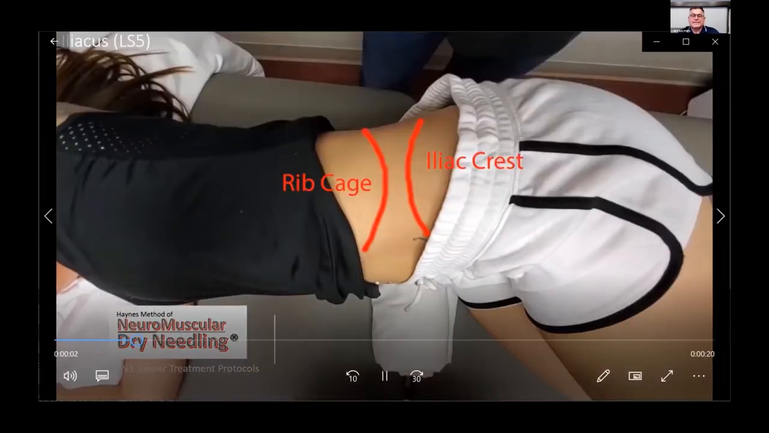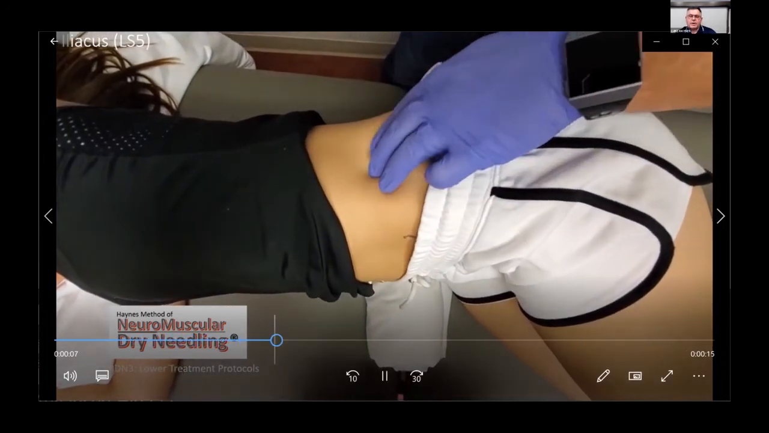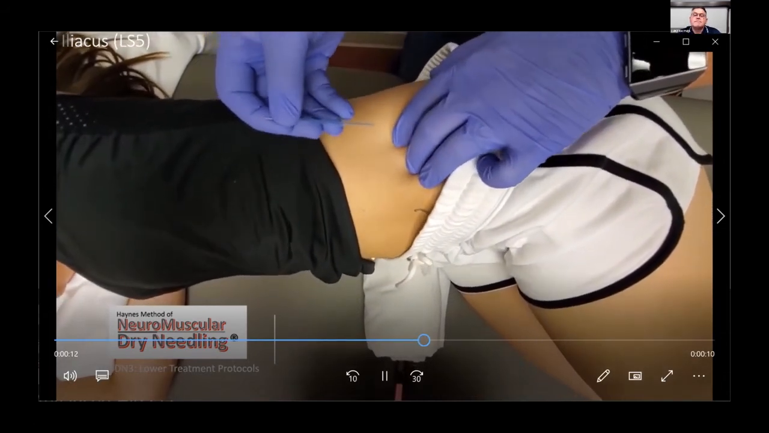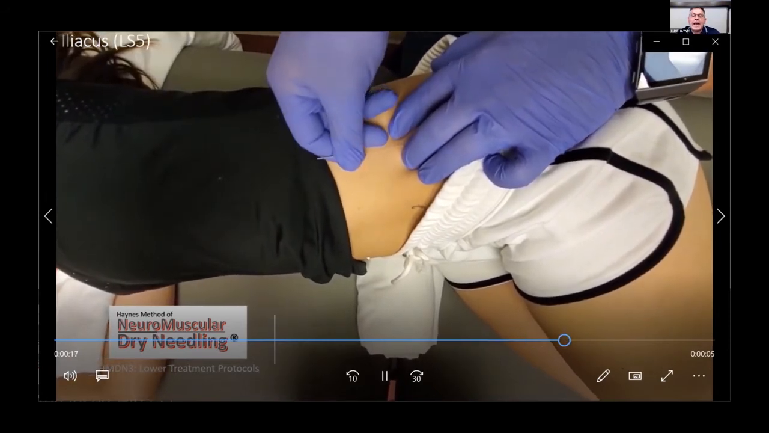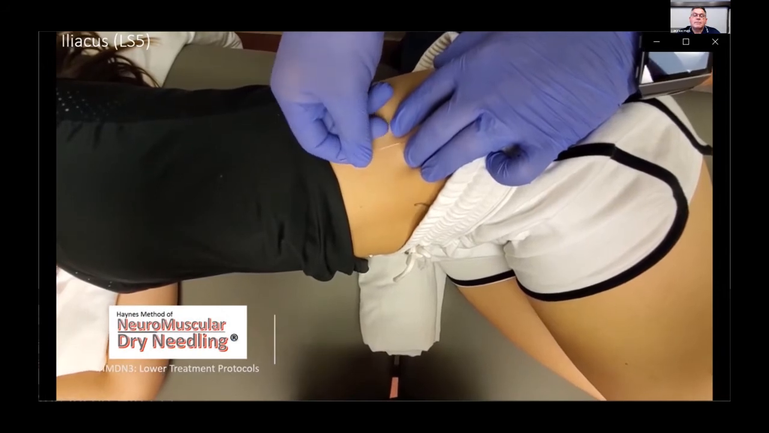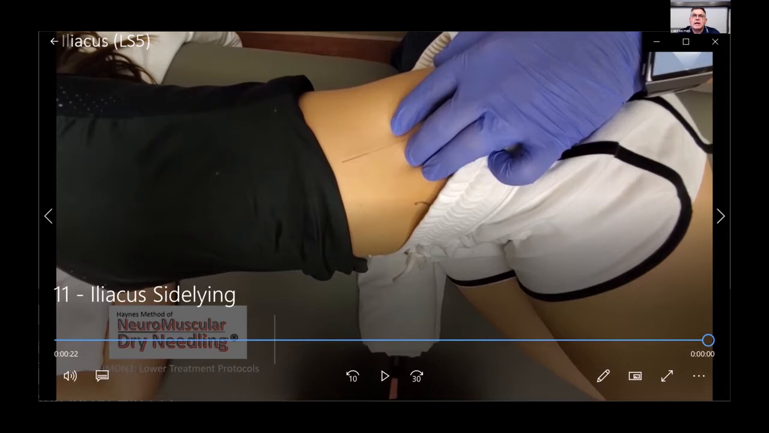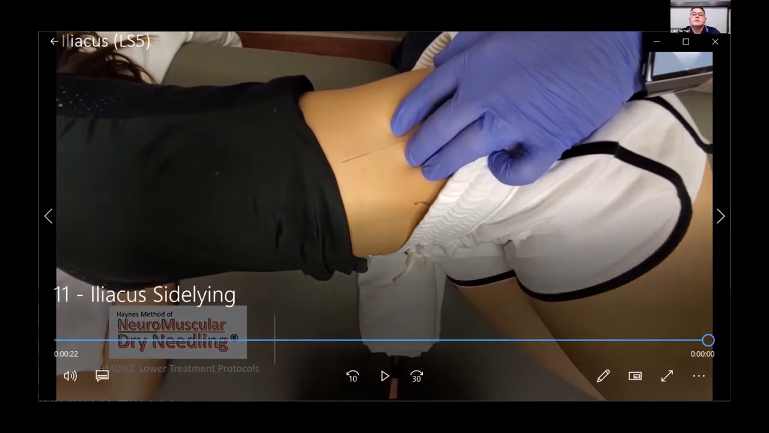Now, iliacus. In this sidelying position, you can see the towel underneath. Let's open up this space. We want to be able to push those contents over the iliac crest medially so that we can place the needle and advance it laterally towards the iliac crest. Absolutely, if your needle angulation is not either parallel or away from the table, if your needle angle is toward the table, then you can't do this needle into iliacus. No worries there. There's a different way to do it that we'll do next.